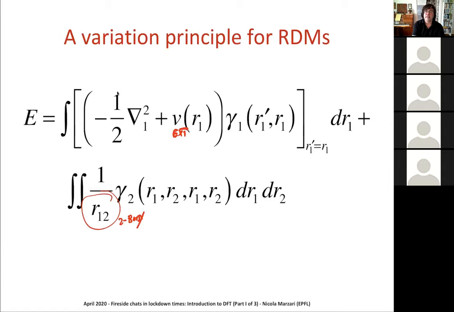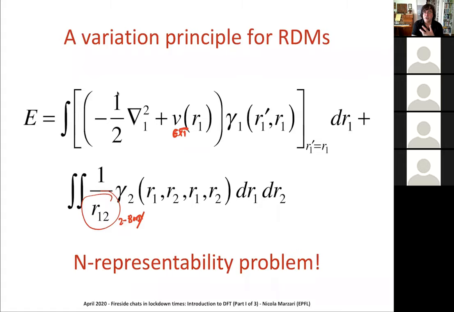So incredibly simple, and it failed, or mostly failed. I mean, I know that there are friends and colleagues working on this. But what is the problem? So of reduced density matrix theory, the problem is that the functional is known, but the domain of definition of gamma 1 and gamma 2 is not.